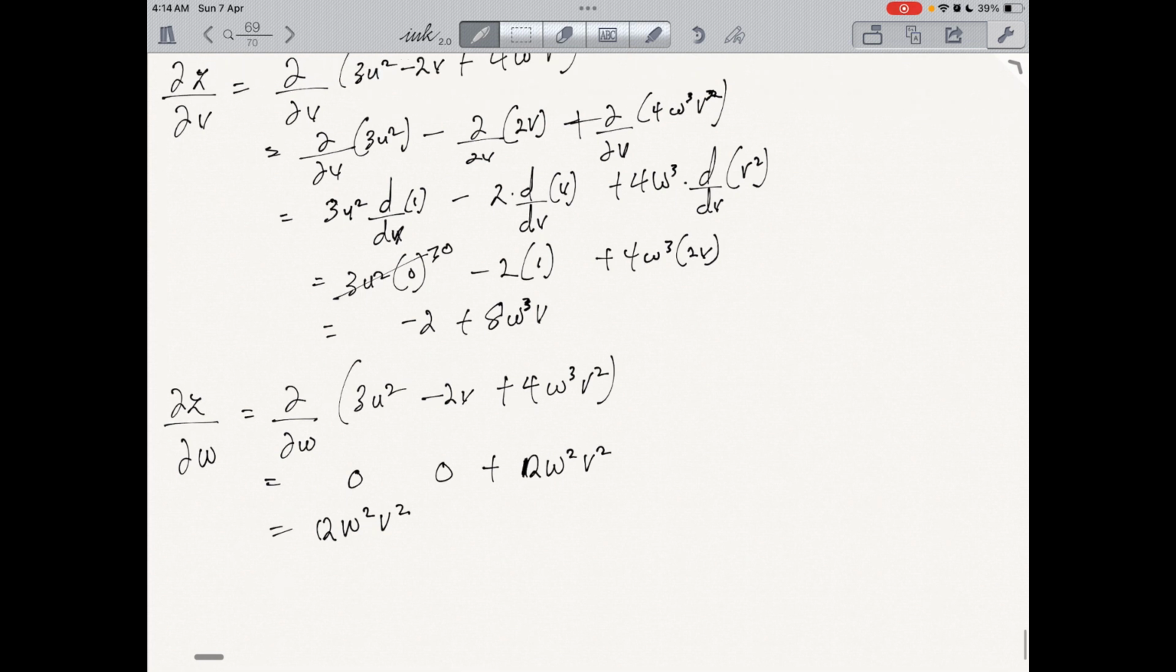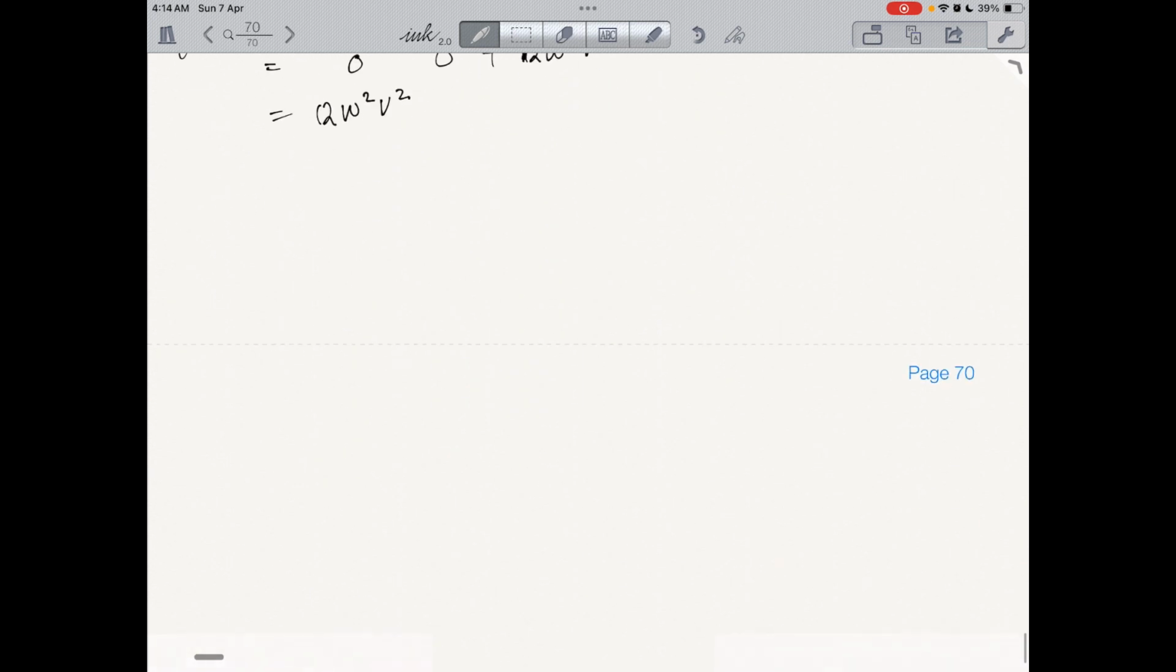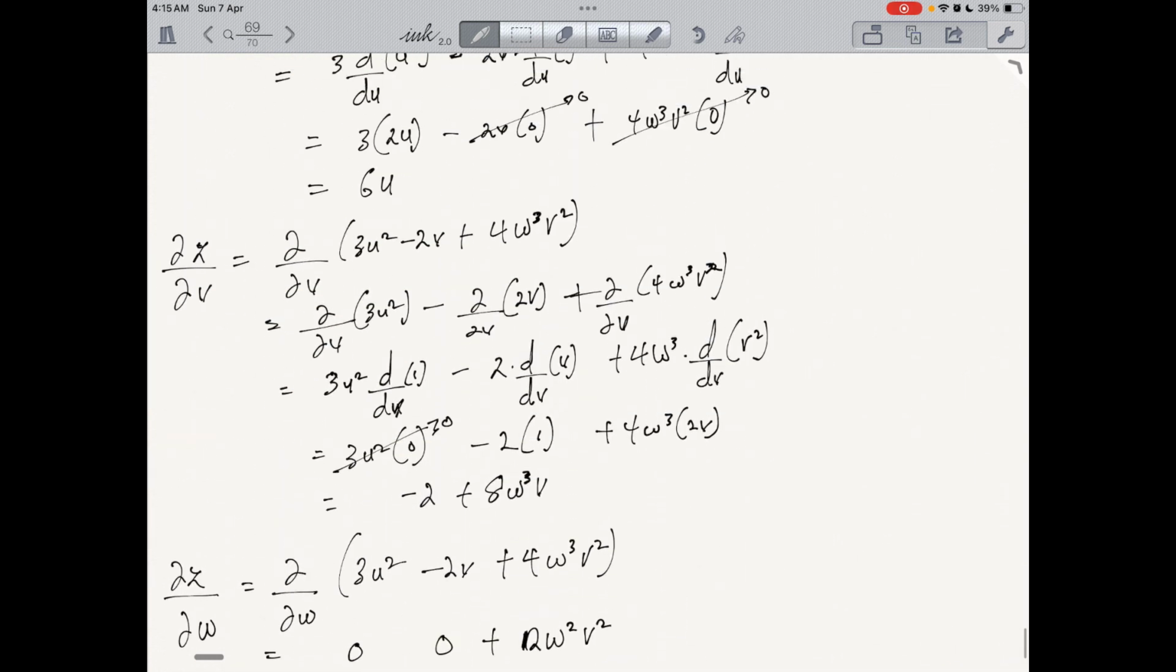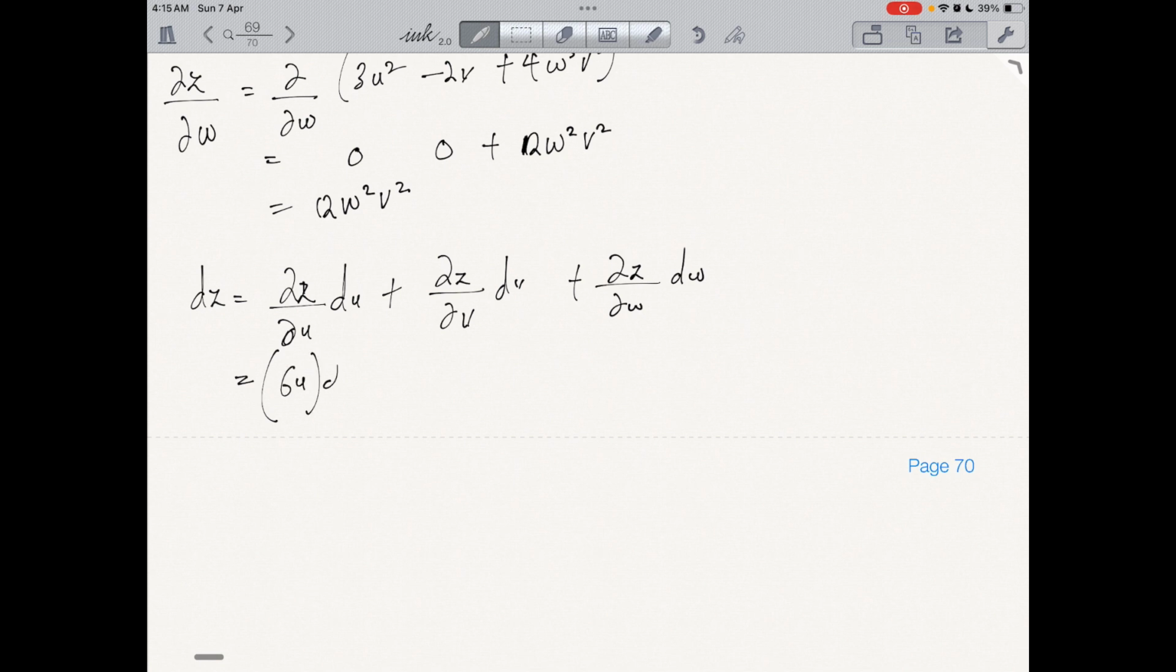So let's go back to our formula for the total differential of dz. We recall that it is this. dz is equal to partial derivative of z with respect to u of du plus partial derivative of z with respect to v of dv plus partial derivative of z with respect to w of dw. And then we make our substitutions. dz/du is 6u, and that is 6u du.